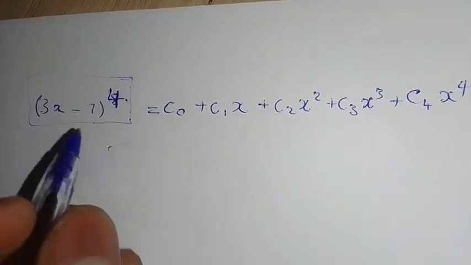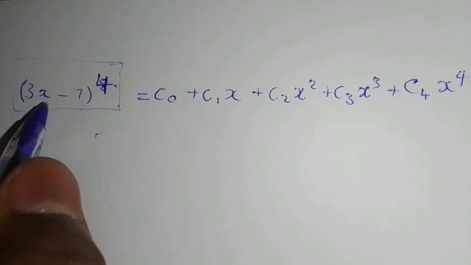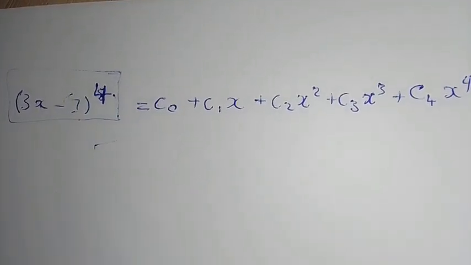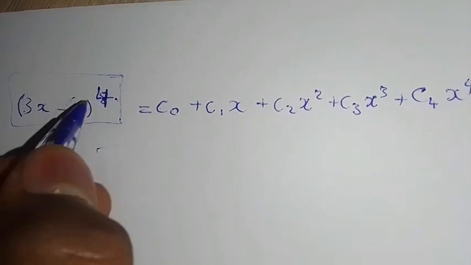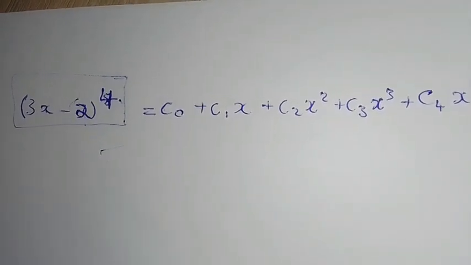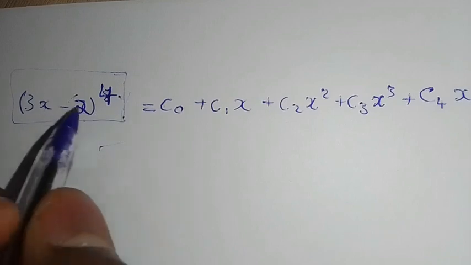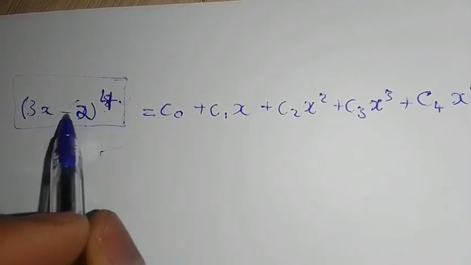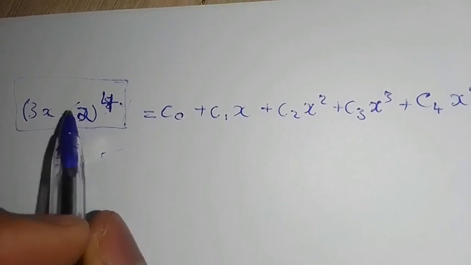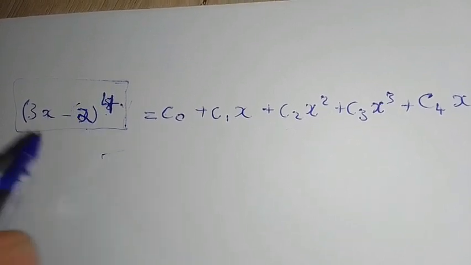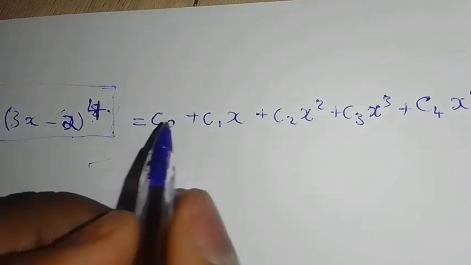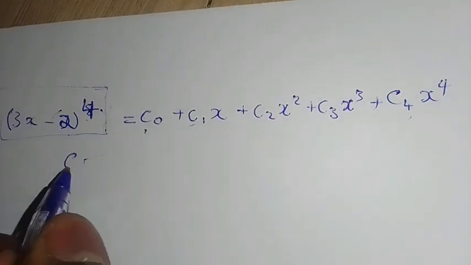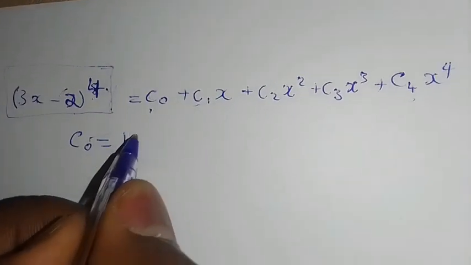But now notice something. If you plug in 0 here, what happens? You end up with 7 to the power of 4. That's a big number. Let's use 2 instead. So we'll end up with 2 to the power of 4, which gives us 16. Notice that if we plug in 0 here, we'll have minus 2 to the power of 4, which is just 16. And if you plug in 0, every term goes to 0 except c naught. So c naught is equal to 16.